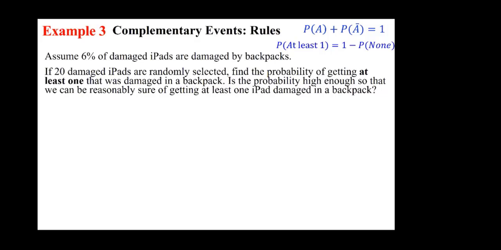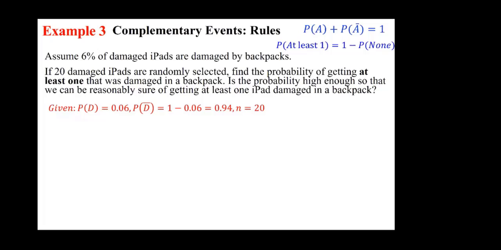So in essence, when P of D is given, we can quickly see P of D naught. Now we have how many of them? We have 20 of them, and we are going to treat them as independent. Therefore, in this case, for the probability of no damage backpack, we have to raise this to the power of n, whatever n may be.